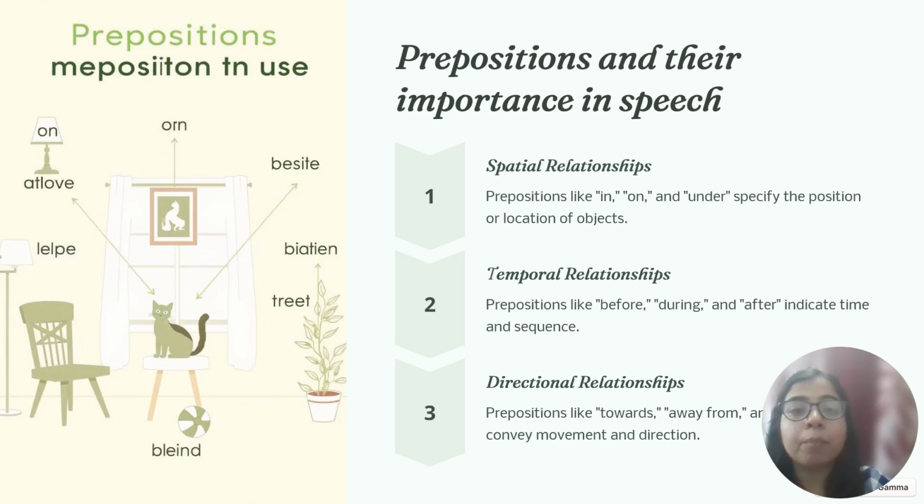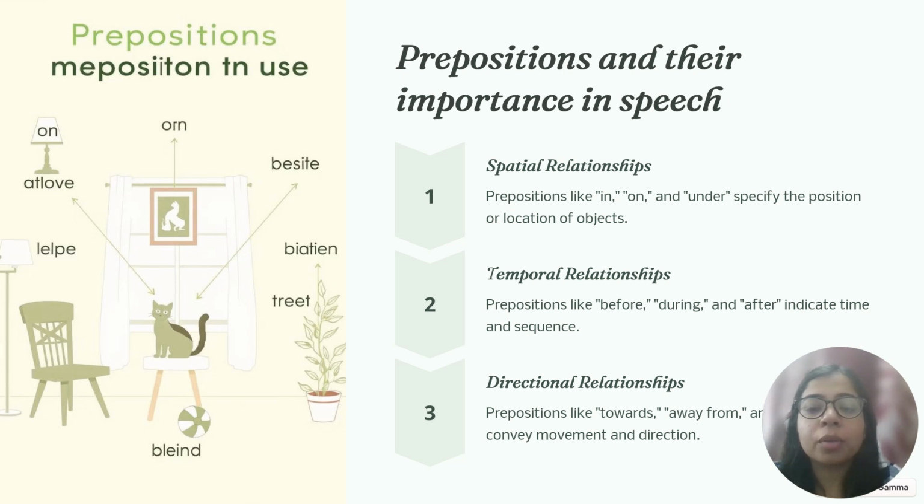Next is temporal relationships. Prepositions like before, during, after indicate time and sequence. So I will come for the movie after 3 p.m. means the time of the event. The event here is coming for a movie.